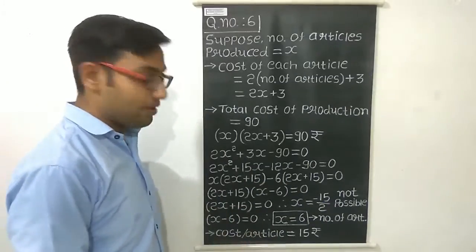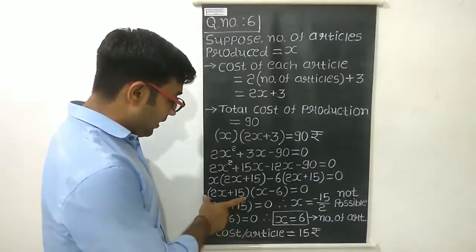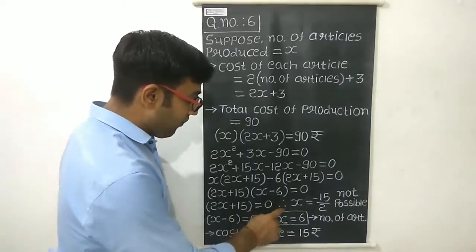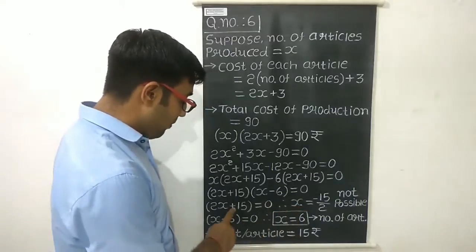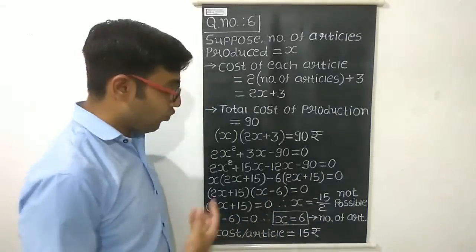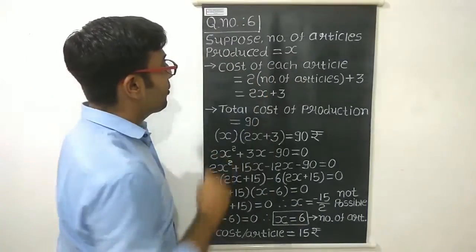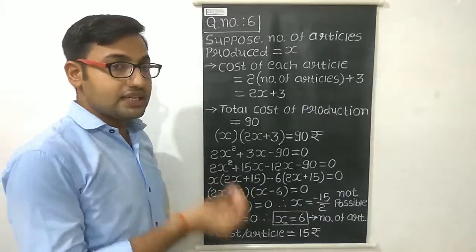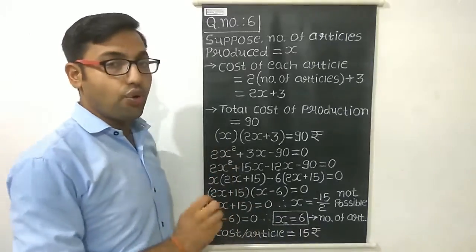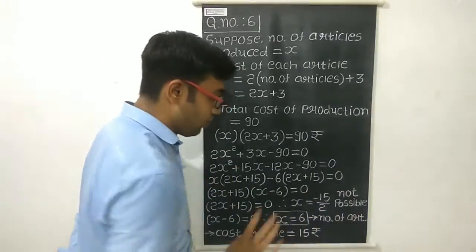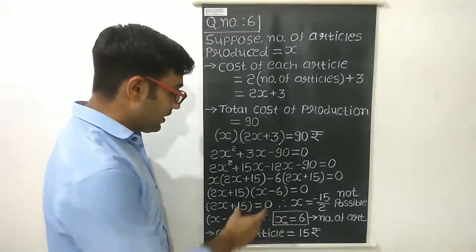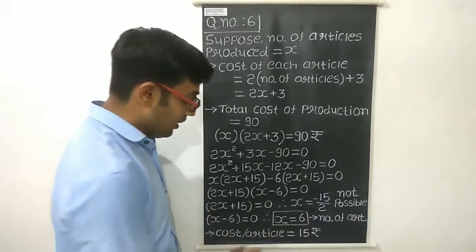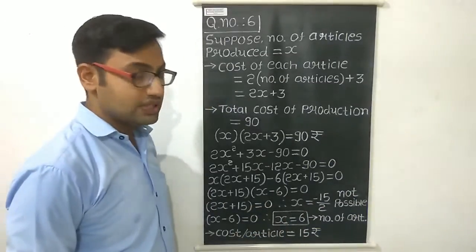Now we will compare the brackets one by one with 0. Comparing this with 0, we get 2x plus 15 equals 0, therefore x equals minus 15 upon 2. Now x is the number of articles produced. Is minus 15 upon 2 a number of articles? No, it is not possible, so this value is rejected. Now compare the second bracket with 0. We get x minus 6 equals 0, and therefore x equals 6.